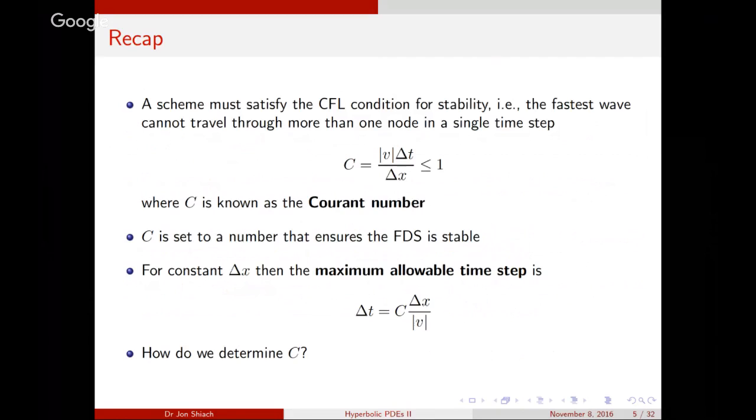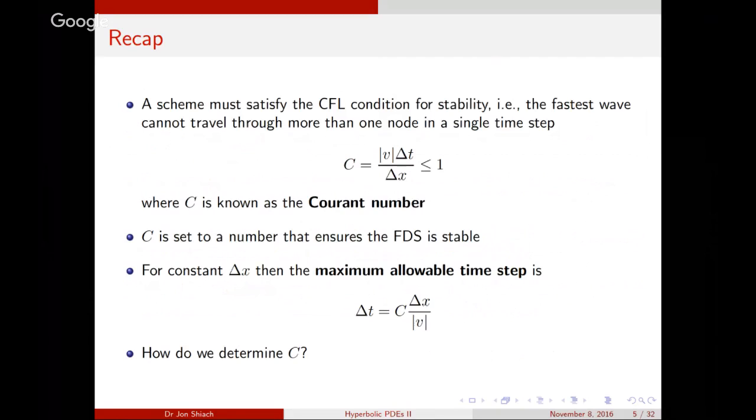Now, in this case, let's say we have a finite difference scheme that satisfies this. So let's say this is less than 1. C could be anything between 0 and 1. We don't want it to be 0, because if it is 0, that means your delta t would be 0, and we can't march forward in time. Okay, we're frozen in time. We can't actually go forward. So it has to be greater than 0. But it could be any value between 0 and 1.